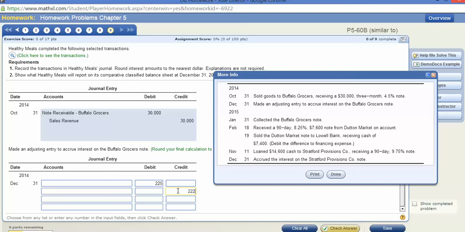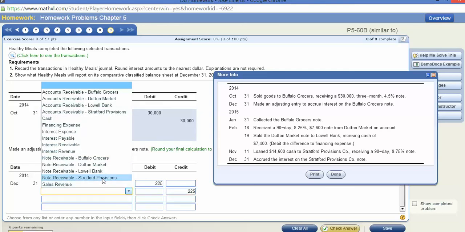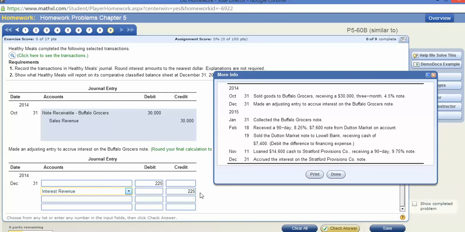and 225. My question is, we know, right? We know that we are booking interest revenue. Okay, we know that we're booking interest revenue. So let's go ahead and book that right away. So there's your credit to interest revenue, giving us some credit revenue. The question is, what is it that you book as a debit?